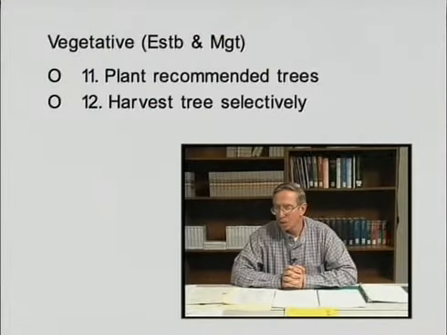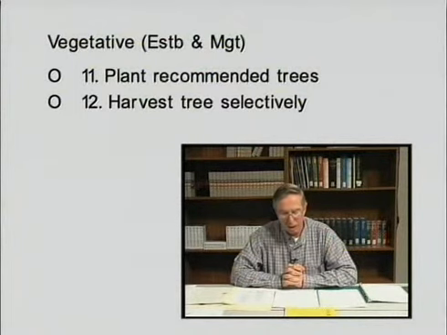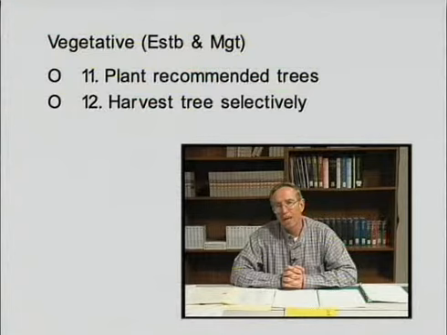Items number 11 and 12 apply or could apply if we're going to utilize this site for woodlot or timber production. So items 11 and 12, plant recommended trees and harvest trees selectively, would apply on woodlot or timber production sites. So if the desired use of that is a woodlot or timber production, then items 11 and 12 would be checked.